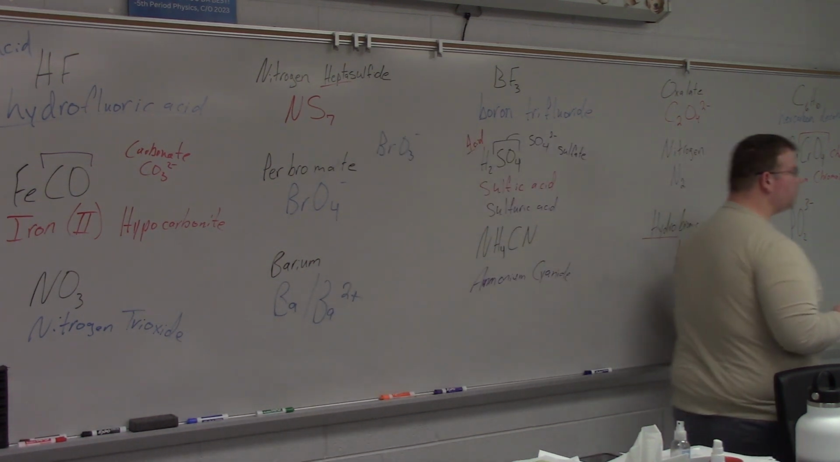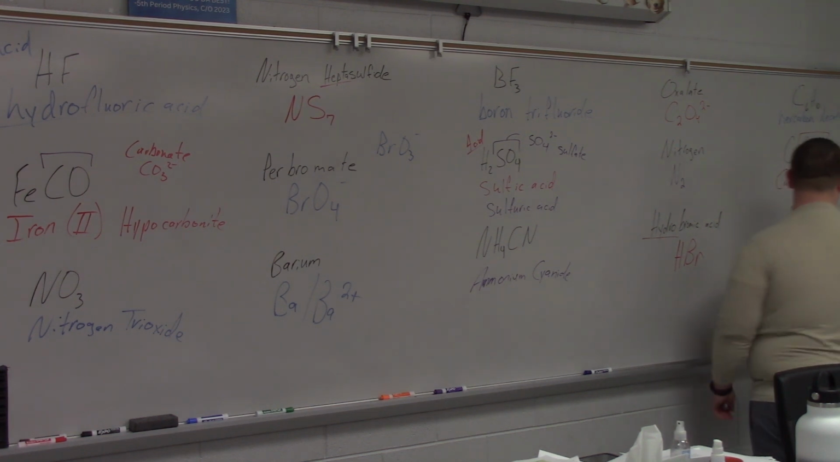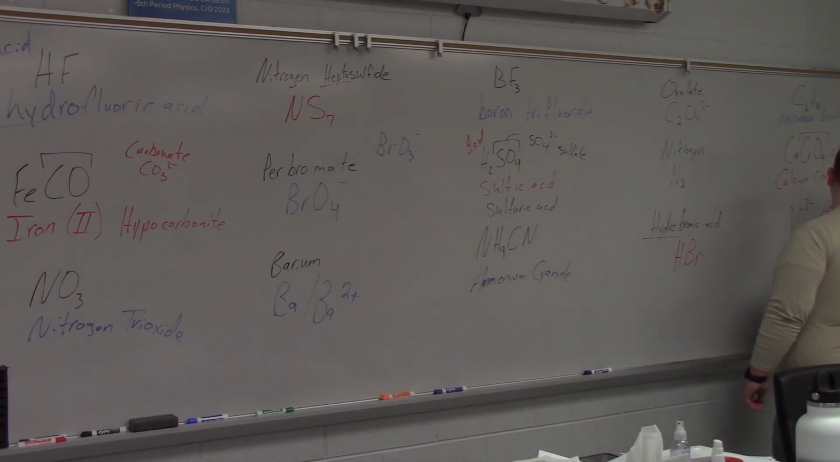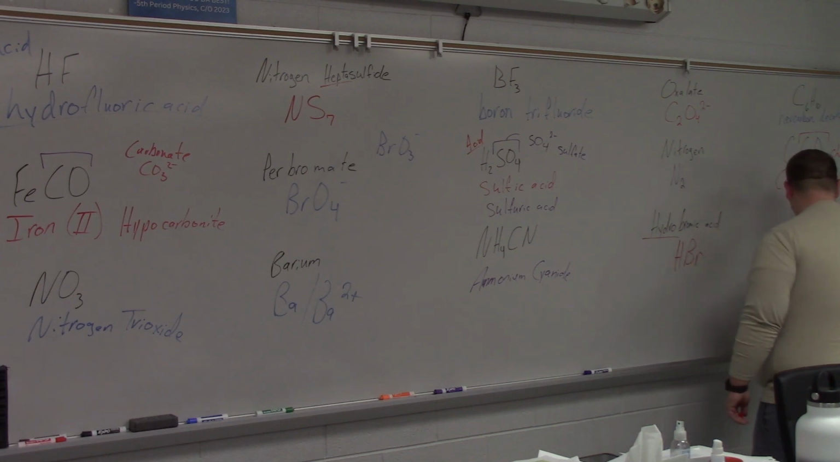Next, PO2 3 minus. If we were looking at PO4 3 minus, this would be phosphate. But it's PO2, which means 2 fewer, so we add hypo, and it's hypophosphite. Questions?